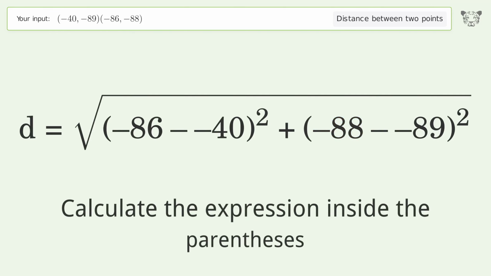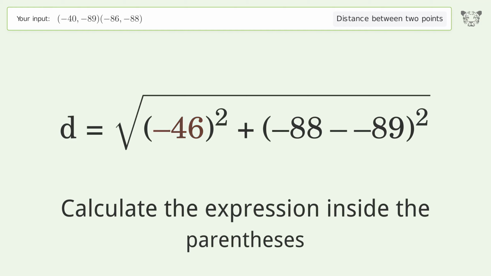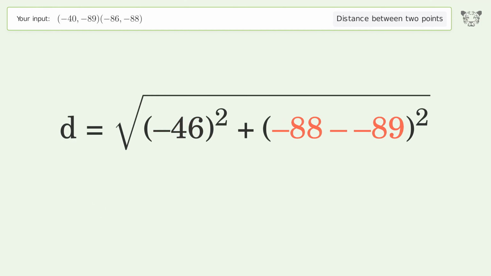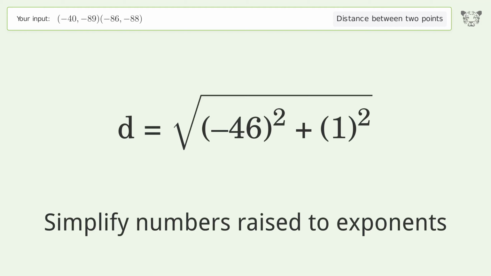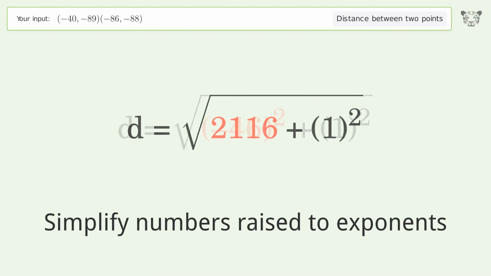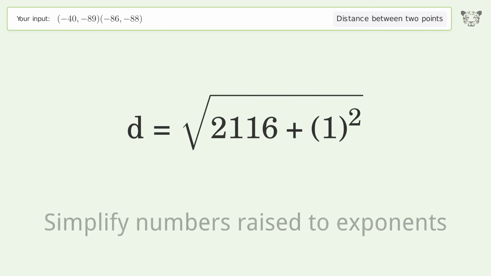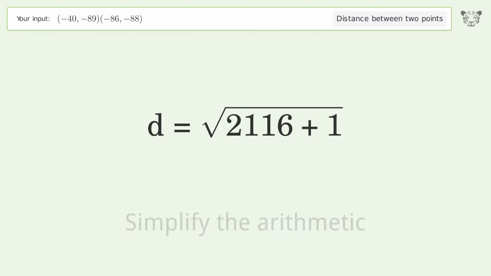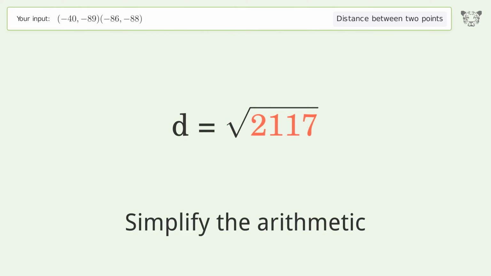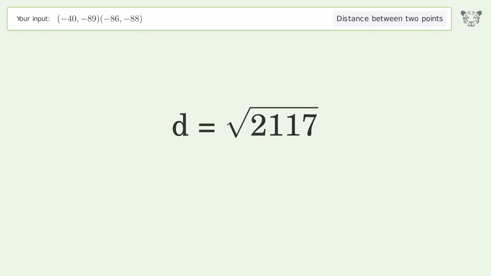Calculate the expression inside the parentheses. Simplify numbers raised to exponents. Simplify the arithmetic. And so the distance between the 2 points is the square root of 2117, or 46.011.